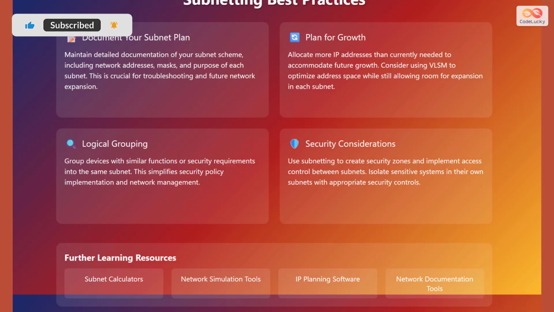Here are some further learning resources. You can find subnet calculators, network simulation tools, IP planning software, and network documentation tools online.